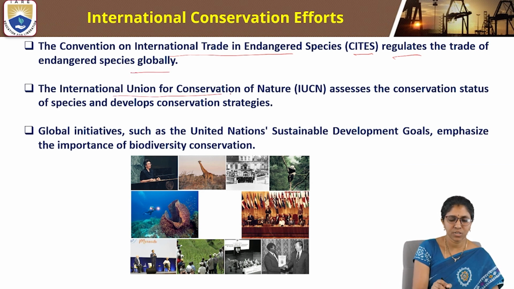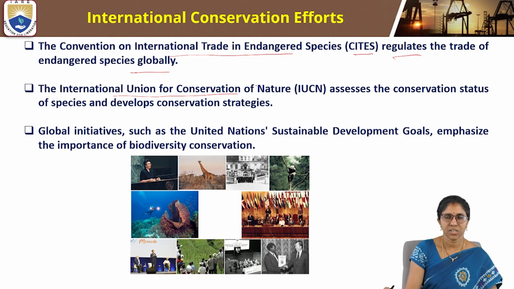The International Union for Conservation of Nature, that is IUCN, assesses the conservation status of species and develops conservation strategies. So CITES regulates the trade of endangered species globally, and IUCN assesses the conservation status of species and also develops conservation strategies.